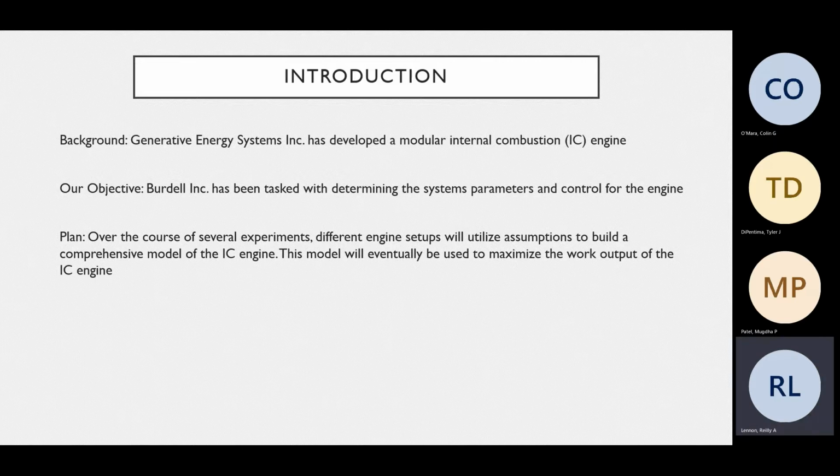So to introduce what we're doing, the background: Generative Energy Systems Incorporated has developed a modular internal combustion engine. Our objective as Burdell Incorporated is to determine the system parameters and control for that specific engine.